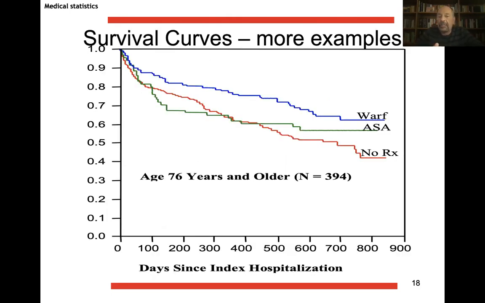More examples, you see here, you can have many examples. You can have more than one curve. This is a clinical trial where you see you have 3 survival curves from the day since hospitalization, and you have 3 samples now. This one that has no treatment, and then 2 different treatments here.